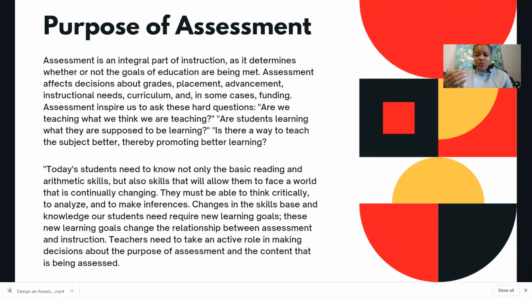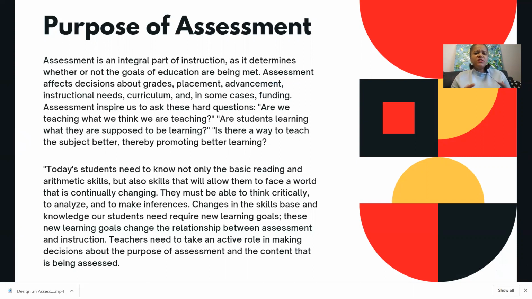So first, we just need to talk about what the purpose of assessment is. And I know if you're here, you have been through some part of a test or exam. And we even talk about our teacher certification and the number of exams you have to go through. Well, assessment is an integral part of instruction, and it determines whether or not the goals of education are being met. Assessment also affects decisions about grades, placement, advancement, instructional needs, curriculum, and even in some cases, funding.